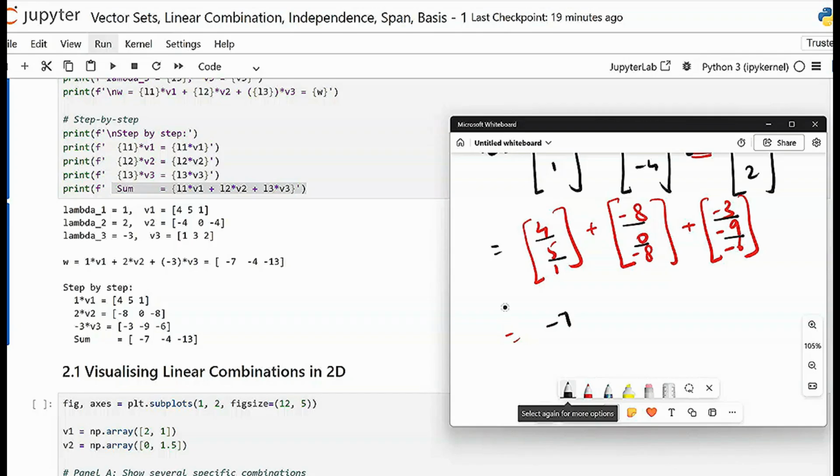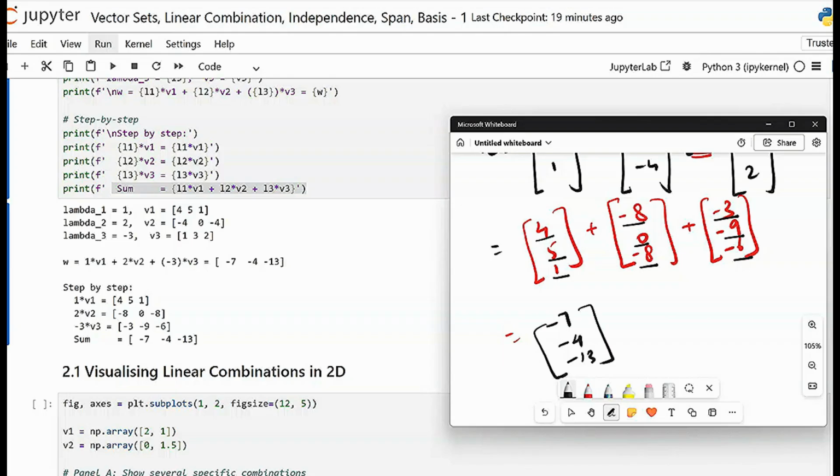5, 0 and minus 9. So the result would be minus 4. 1 minus 8 minus 6. So the exact result would be minus 13. So this is the output. And dear friends, once more, I just let you know, this is the exact scaled vectors added together to produce the final result.